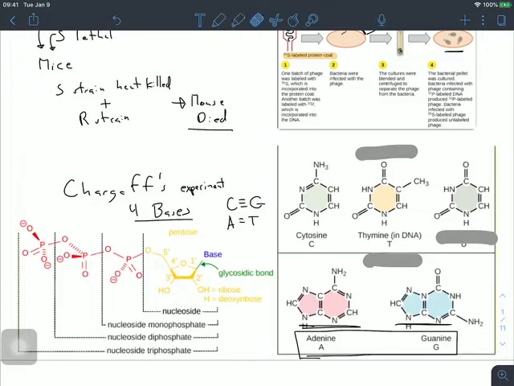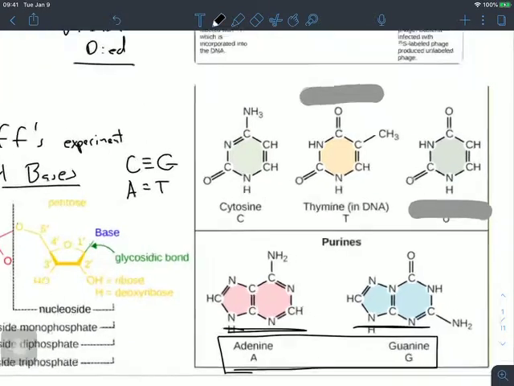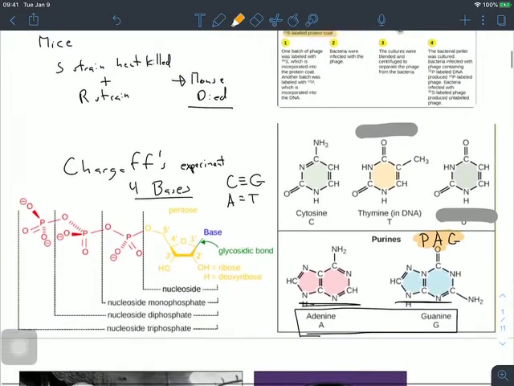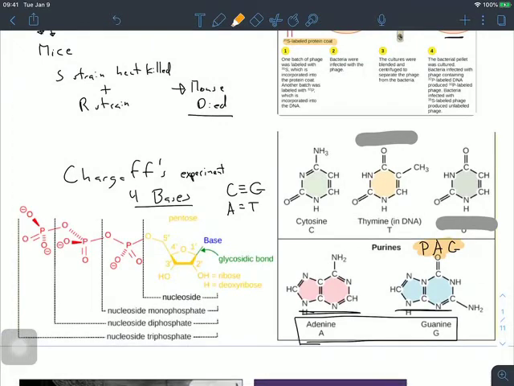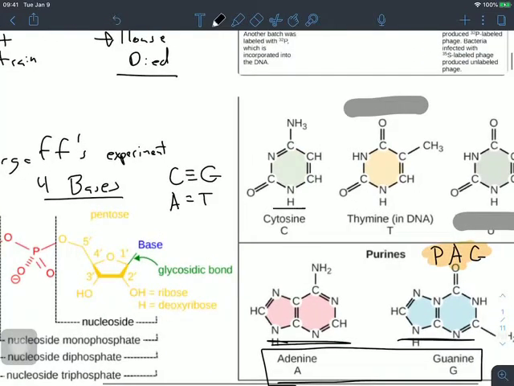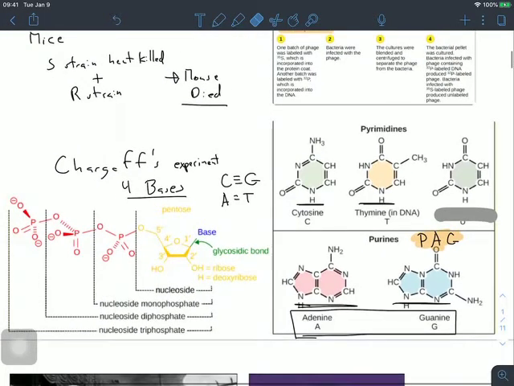We call those 2 purines, and you can keep track of which are the purines because purines are pure as gold. That little mnemonic of PAG, pure as gold, helps you remember that adenine and guanine are your purines. Cytosine and thymine, in contrast, only had a single ring to their nitrogenous nucleotide. We call those molecules pyrimidines.